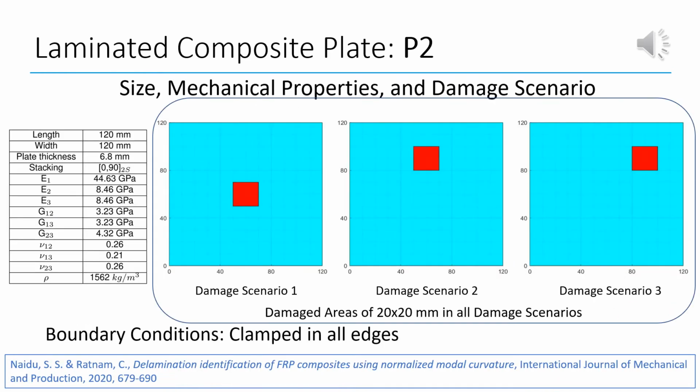The laminated composite square plate studied by Naidu and Ratnam in 2020 has 3 damage scenarios. All damage scenarios have a damaged area of 20 mm times 20 mm, but each damage scenario has a specific location: center, upper center, and upper right. The plate is clamped on all edges.